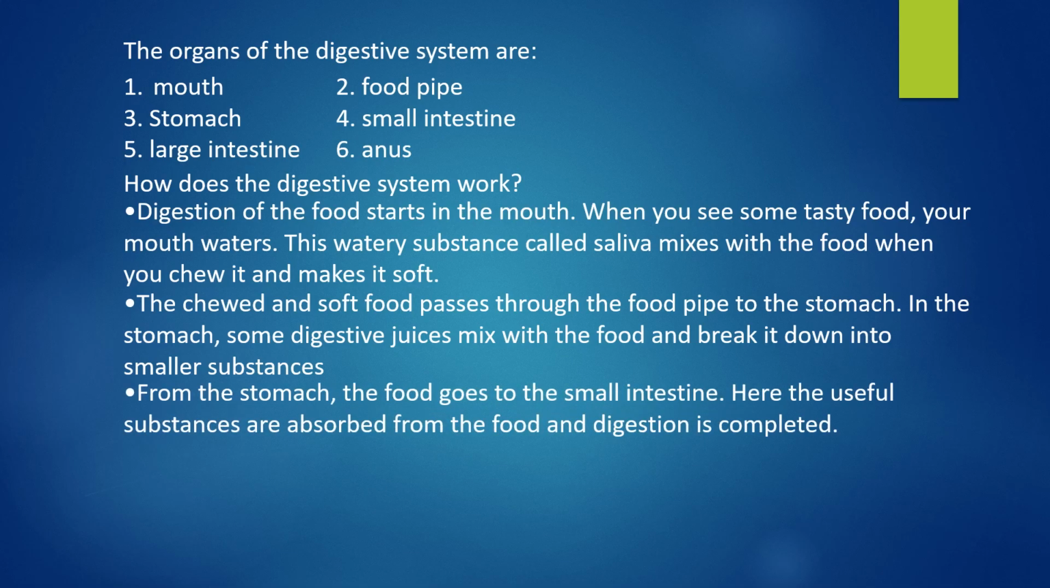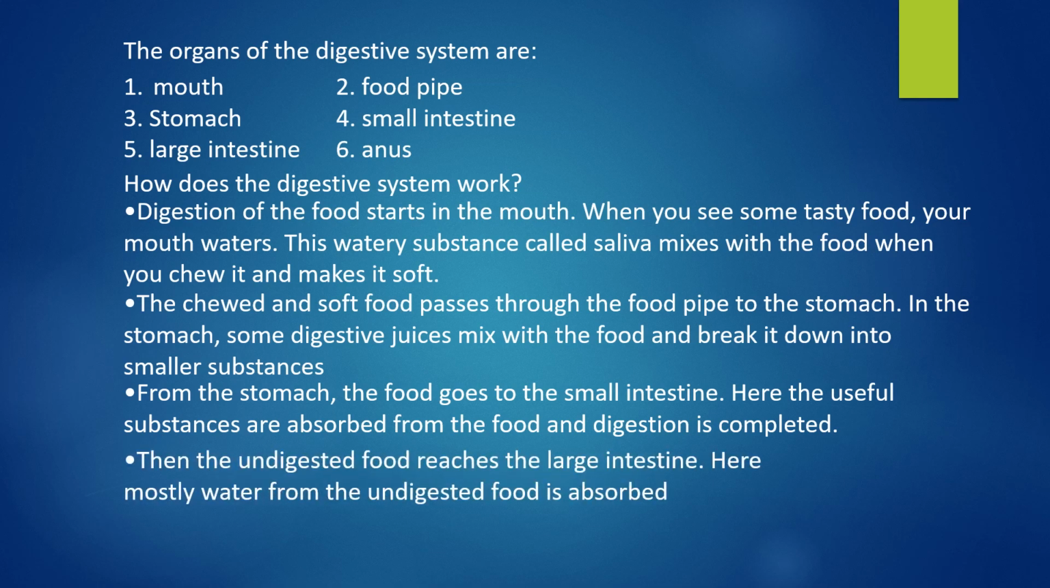From the stomach, the food goes to the small intestine. Here the useful substances are absorbed from the food and digestion is completed. So when the small parts of the food go to the small intestine, our digestion process is completed by our body.